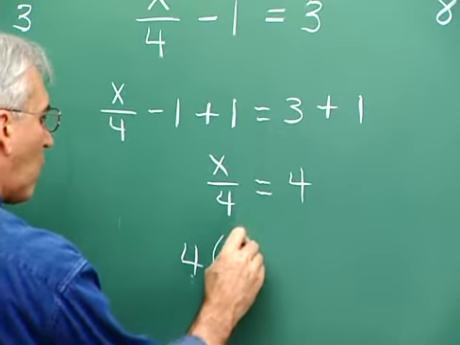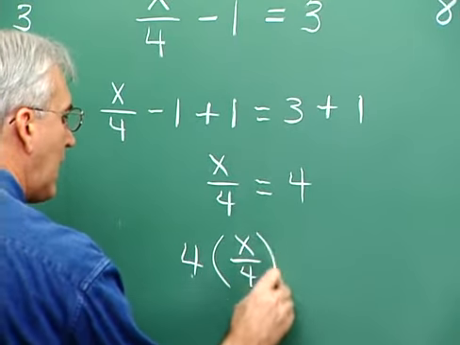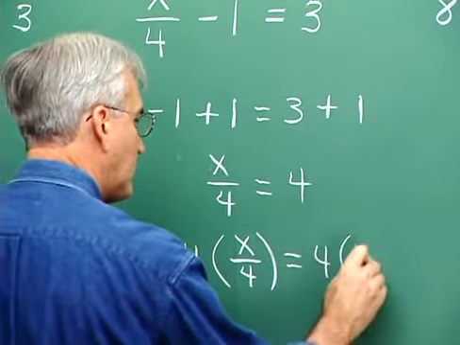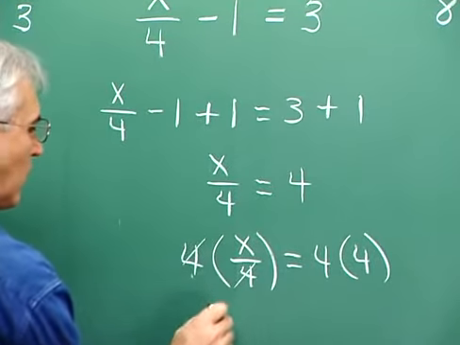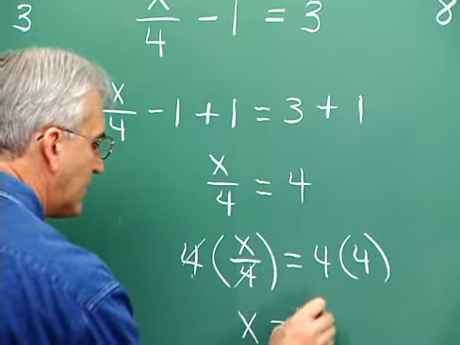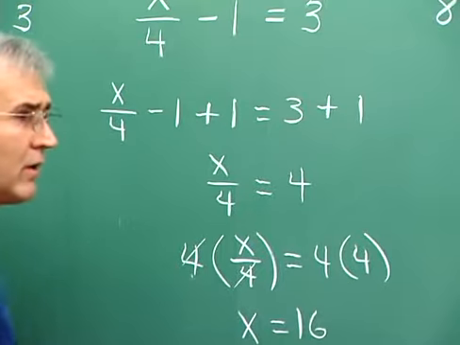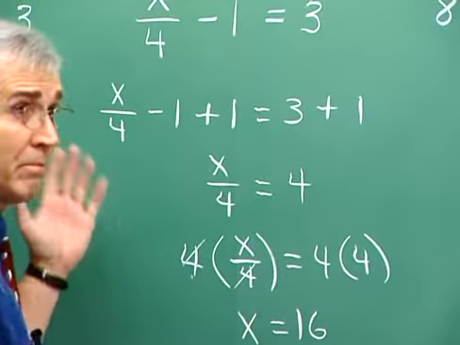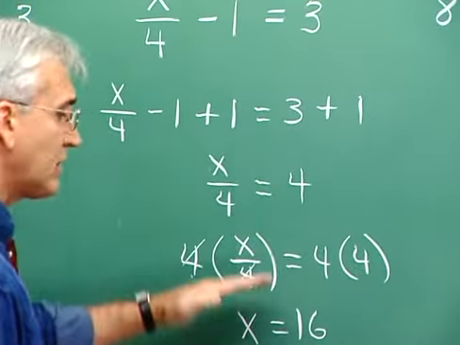So we would show 4 times x over 4, and on the right, 4 times 4. So these 4's go out. We find that x then is 16. All right, that's one very good way, and I think this is probably the best way to solve this equation.